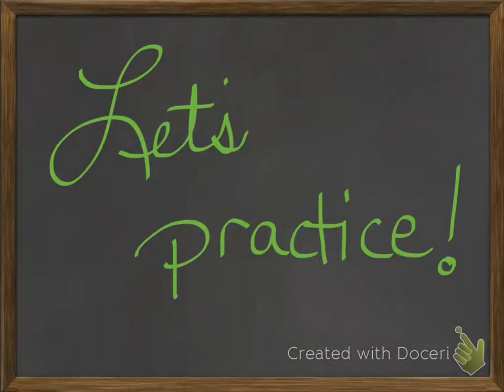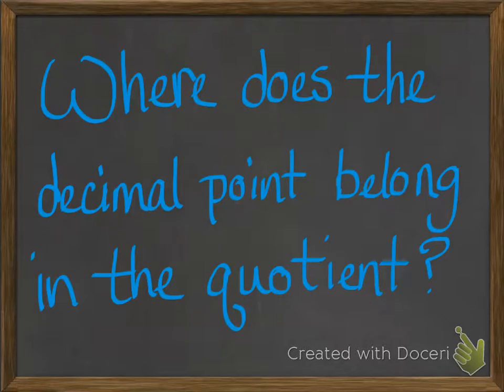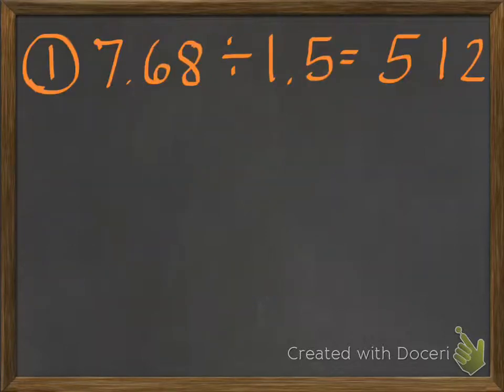Let's practice. Where does the decimal point belong in the quotient? We're going to have some equations, and you're going to have to figure out where the decimal point goes. Here's our first problem: 7.68 divided by 1.5 equals 512, but we need to put the decimal point in the right place. We're going to change these numbers to compatible numbers, and then we're going to use our reasoning to figure the problem out.